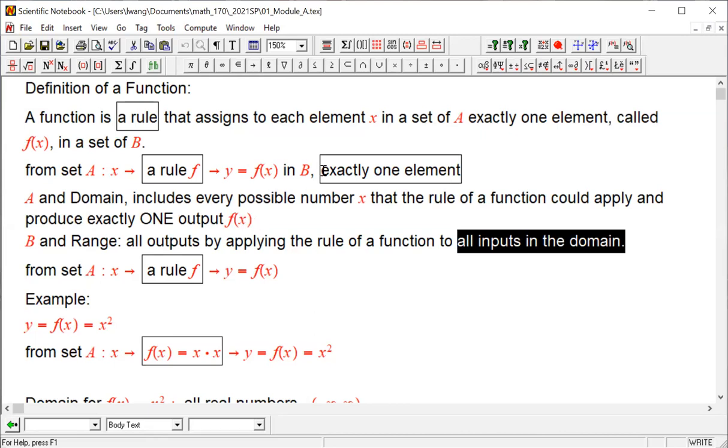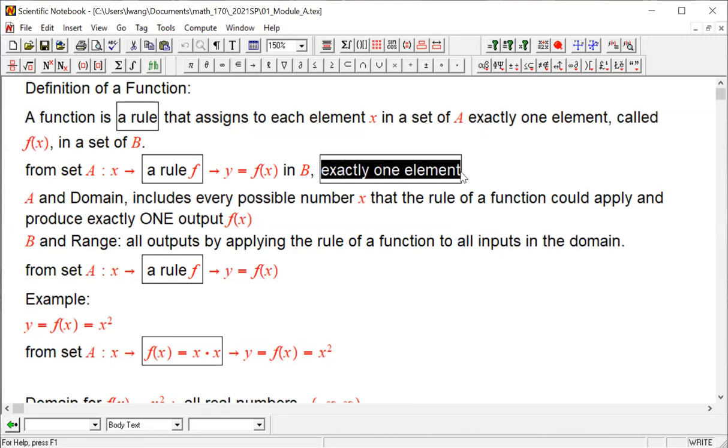Exactly one output is a very critical requirement. Not less than one, not more than one, but exactly one. All right, so let's look at the example of f of x equals x squared. And obviously this is a rule.